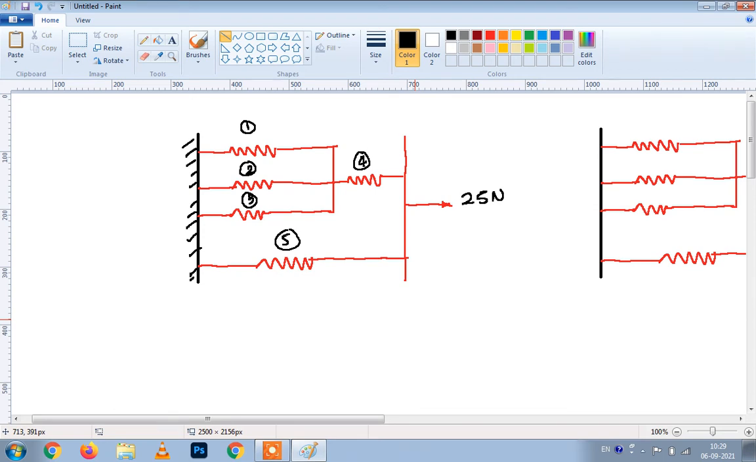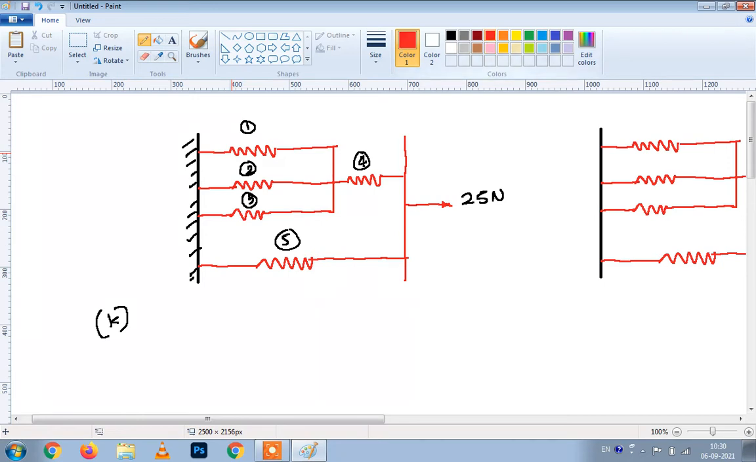Hello dear students, in this numerical a system of springs is given and their arrangement is shown here. We have to determine the overall stiffness matrix. We have to find out the global stiffness matrix, and we have to find out the deflection of each spring.